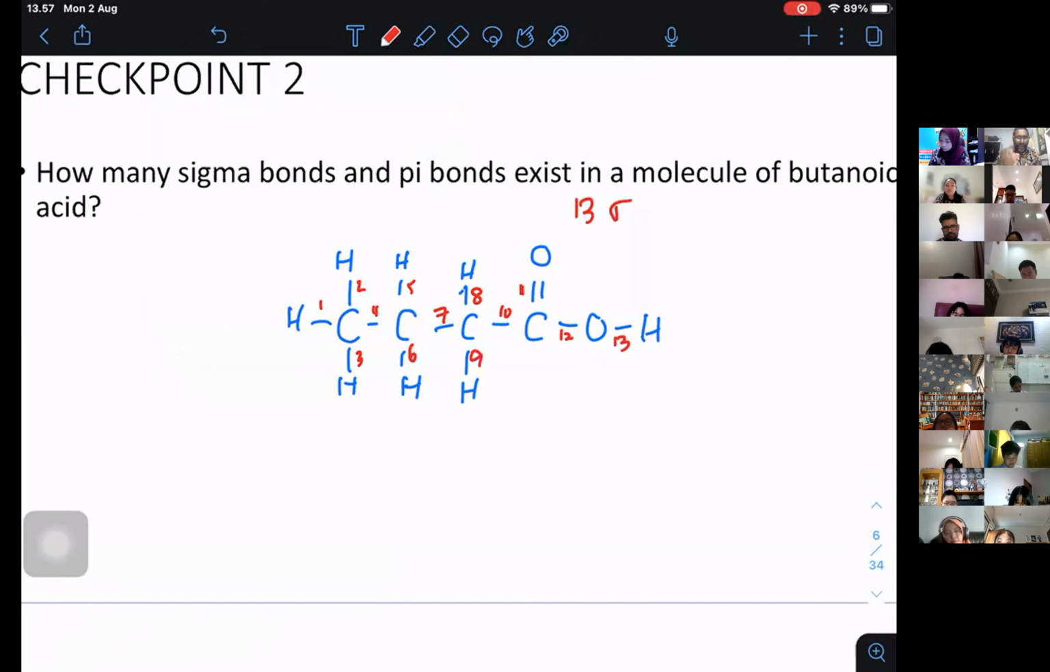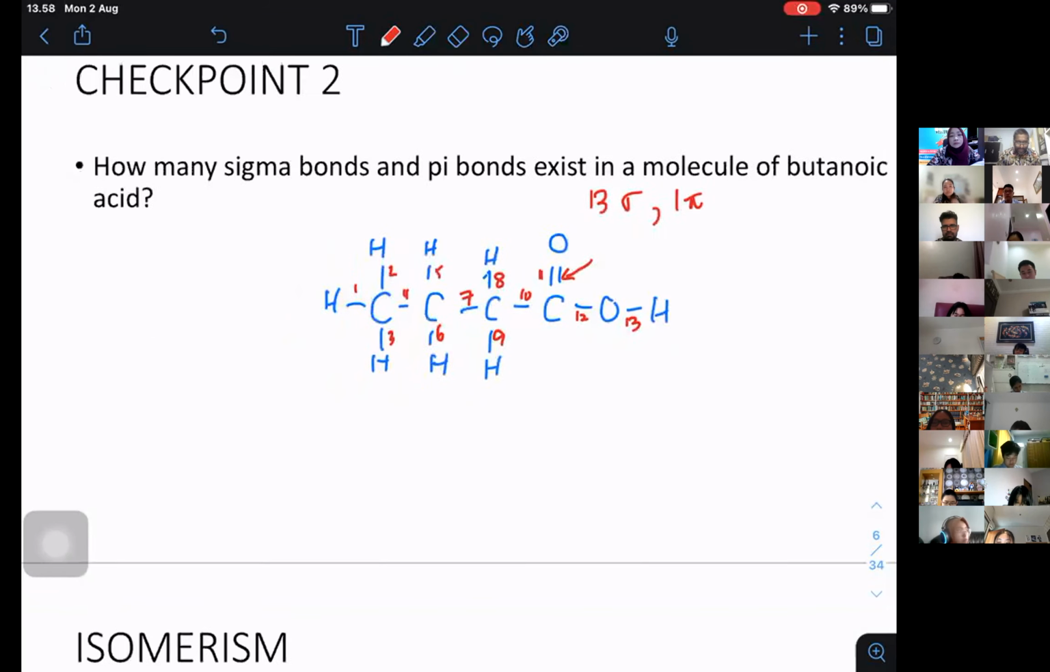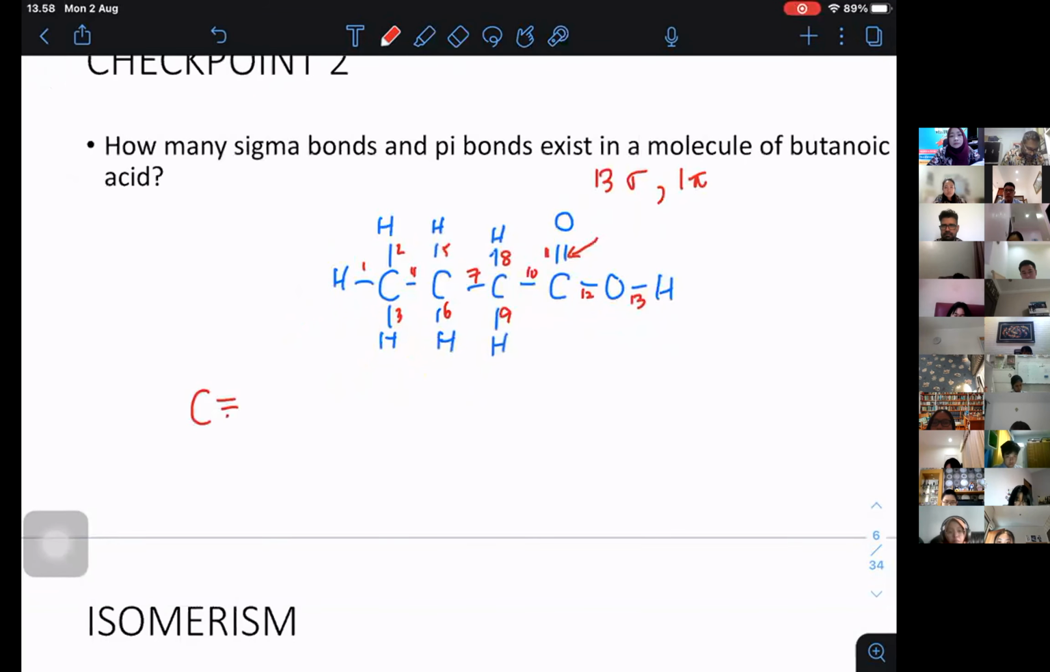How many pi bonds exist over here? This is going to be the pi bond. So there is going to be 1 pi bond. Now, too simple, very easy. So let's try something else. Maybe if we have this example.